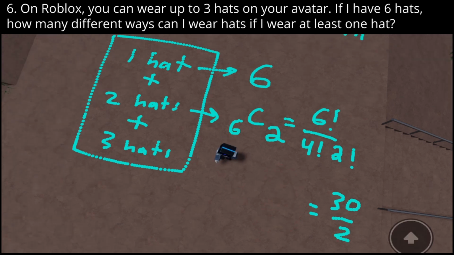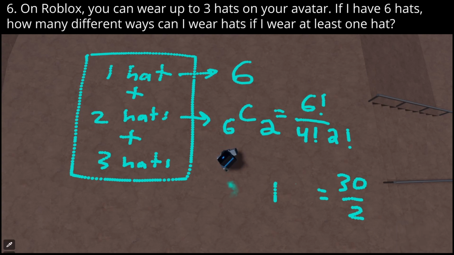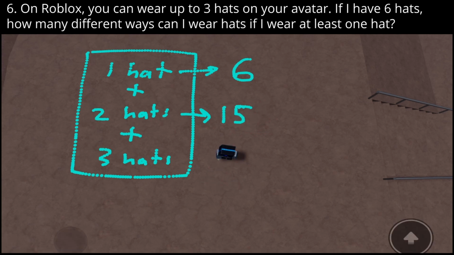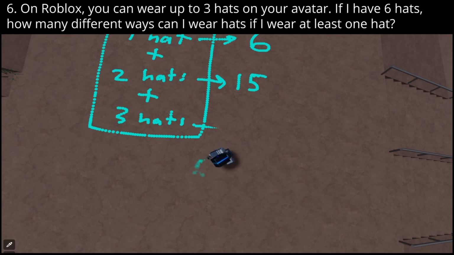So all this says is that if we're choosing 2 hats out of 6 options, there's 15 ways you can choose that. So now I've done the 1 hat and the 2 hat cases. Let's work on the 3 hats now. To do this one, this is just 6 choose 3, we do combinations here.